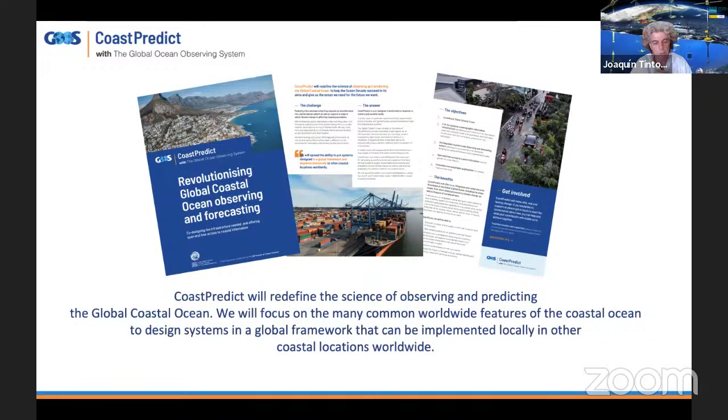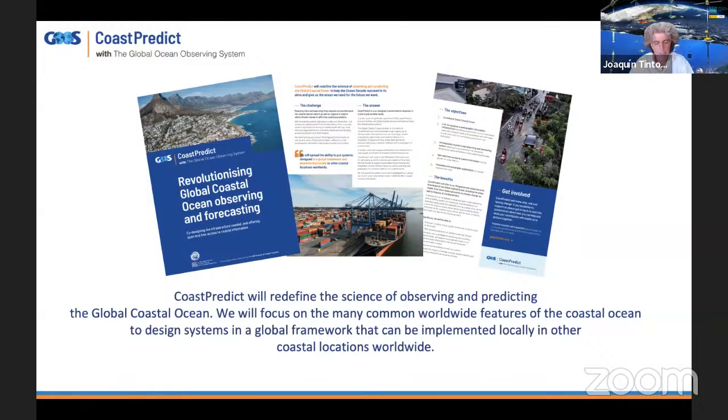Okay, CoastPredict. The first and most important issue is that with CoastPredict we want to redefine the science of observing and predicting the global coastal ocean. And how we want to approach this is by focusing on the many common worldwide features of the coastal ocean, to design systems in a global framework that we can later implement locally in coastal locations worldwide. And to me, what is essential about this sentence is really that we are going to focus on the many common worldwide features of the coastal ocean. I think this is very important, and that's the bottom line behind CoastPredict and behind a lot of the work that we have also been doing in Europe, in particular under the frame of JERICO, the Joint European Research Infrastructure of Coastal Observatories network that Laurent Delauney is leading.